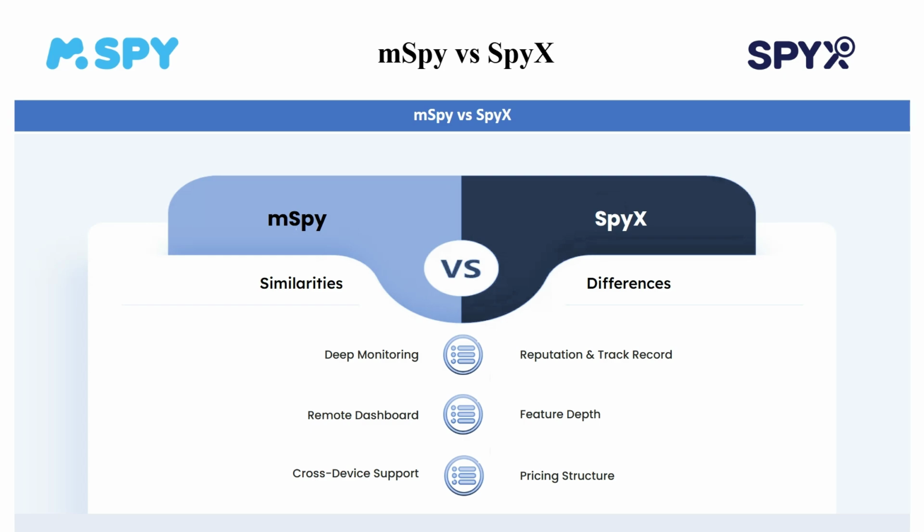If you want a more established platform with deeper monitoring capabilities, especially on Android, mSpy is usually the stronger option. If you prefer simpler setup, particularly for iOS cloud-based tracking, and want a potentially lower price entry, SpyX might be appealing. But remember, these tools are built for intensive monitoring, so your decision should depend on how much access you truly need and your legal responsibilities in your region. It's not just about features, it's about purpose and proper use.